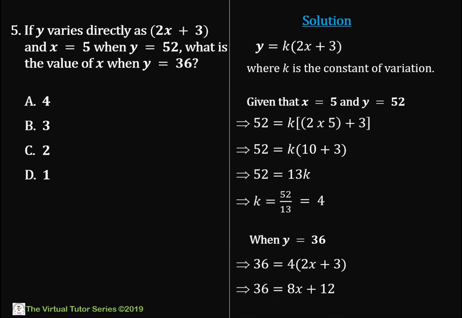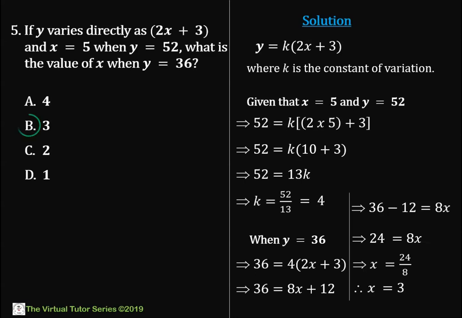Subtracting 12 from both sides of the equation, we have 36 minus 12 is equal to 8x. 36 minus 12 is 24. So our equation now becomes 24 is equal to 8x. Dividing both sides of the equation by 8, we have x is equal to 24 over 8. 24 divided by 8 is 3. Therefore, we have x to be equal to 3. Hence, B is the correct answer.